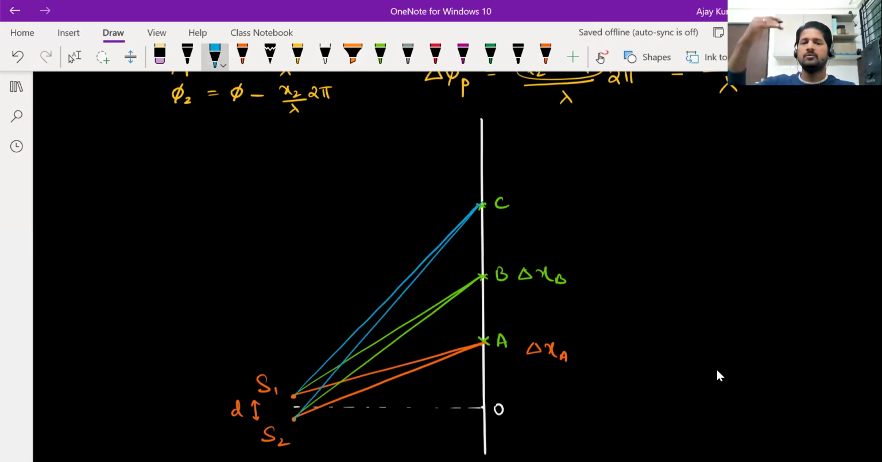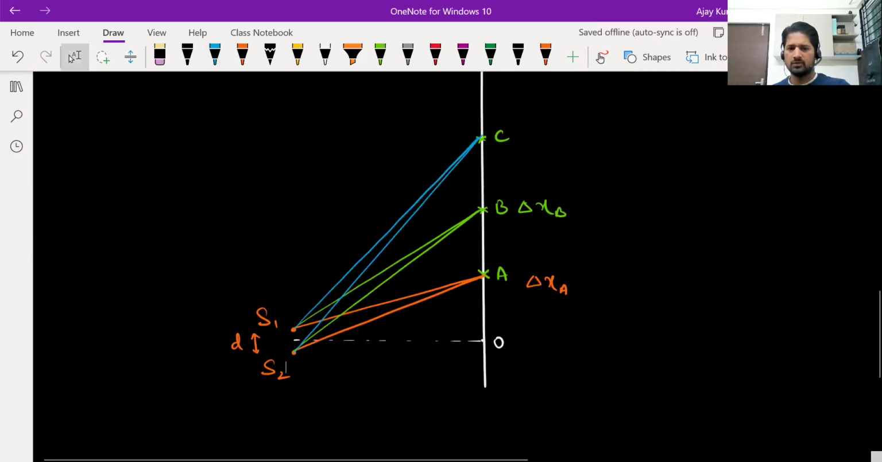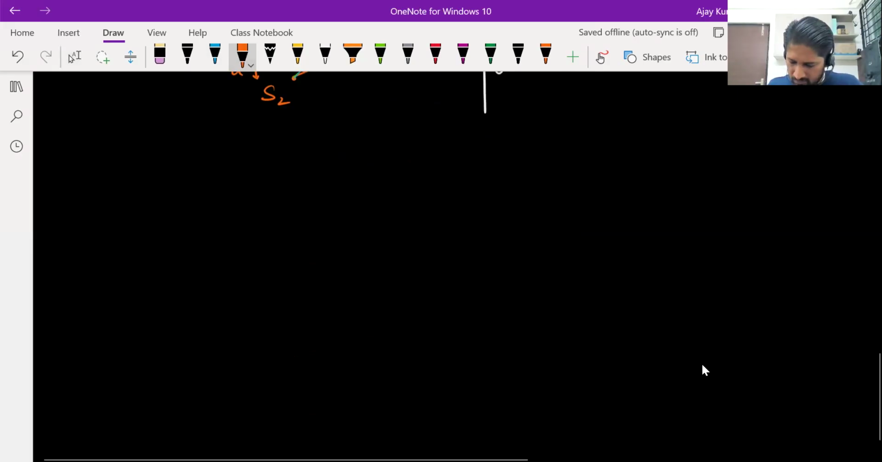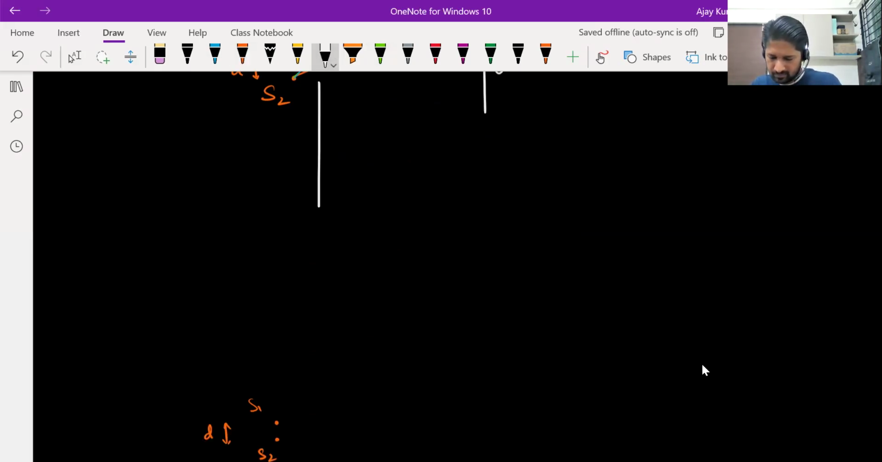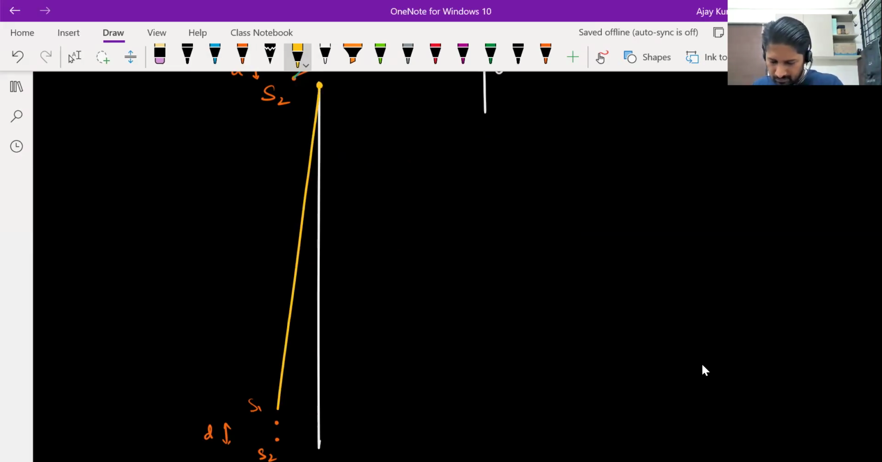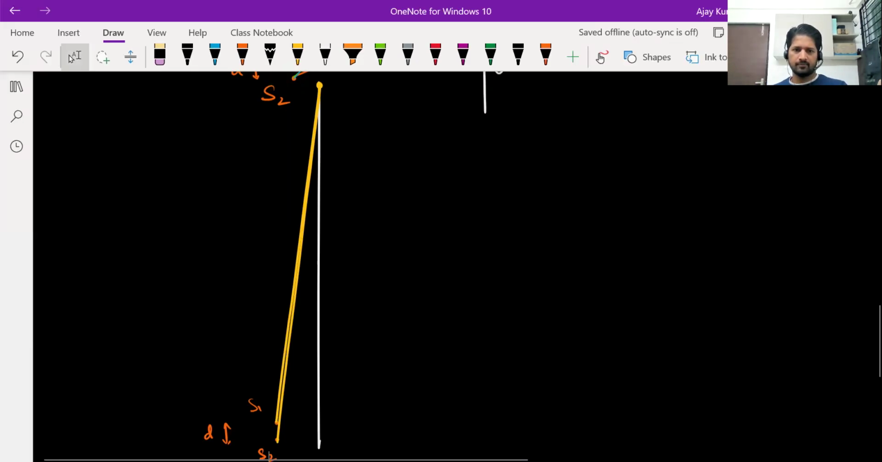Like that, you keep going away from the point O. Then if you scale down this diagram much more, you assume the two sources are like this, S1 and S2, separated by a distance D. And let's say the screen is here. You take a point very far away on the screen. And to that point, you imagine one wave going from S1 and another wave going from S2. It is clear that these two waves travel almost parallel to each other. Yes or no? Yes, sir.